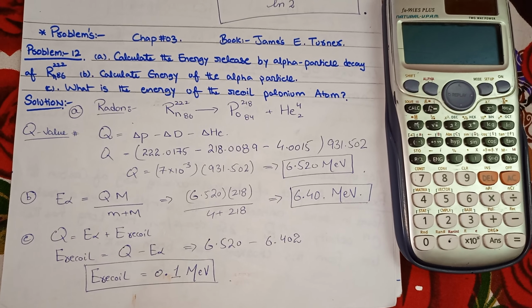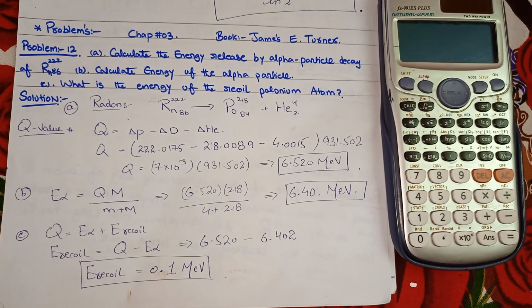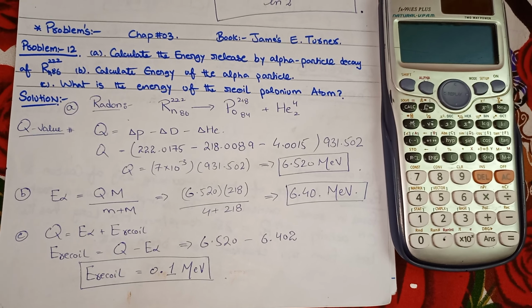Now you have to calculate the recoil energy, meaning the residual energy, and in our case the residual is the polonium atom. As we know, your total Q value is always the sum of alpha energy plus the recoil energy. Q value we already found, E alpha we already found. We have to calculate E recoil, so E recoil equals Q minus E alpha. After subtracting, you will get the recoil energy, which equals 0.1 mega electron volts. So that's all for this problem.